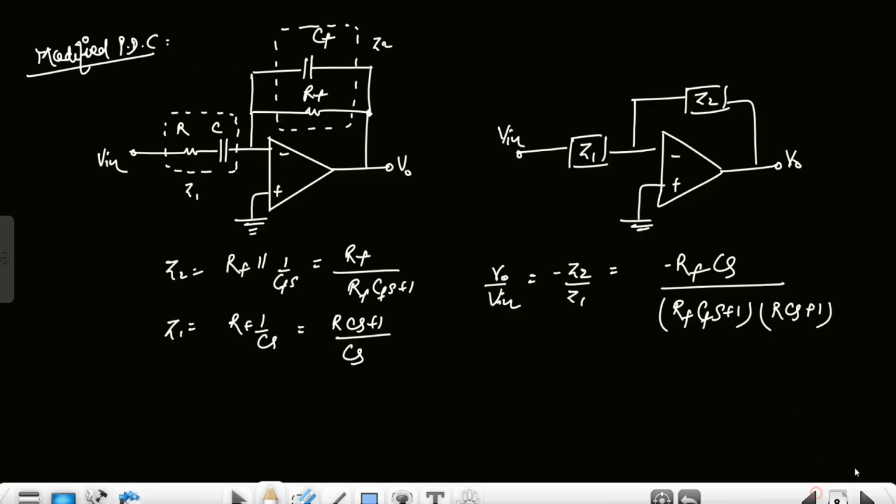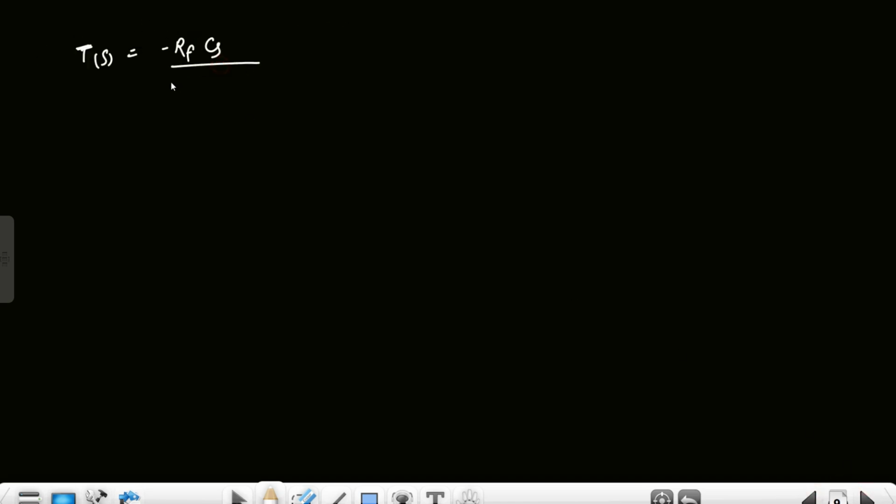So the transfer function is minus RF CS upon RF CFS plus 1 and RCS plus 1. So there is a 0 at the origin and there are two poles, one at minus 1 upon RFCF and minus 1 upon RC. Right.